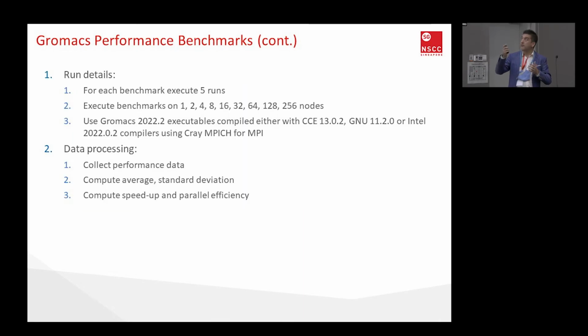So what I did, apart from compiling, I ran 5 runs for each executable, and I ran it from 1 node all the way to 256 nodes. So 256 nodes, if you recall from the previous presentations by Paul and by Tagu, is basically one whole CPU rack. I didn't evaluate the performance on GPU nodes just yet, because that's another set of considerations. And then I collected performance numbers, computed the average and standard deviation, and computed the speedup and parallel efficiency.